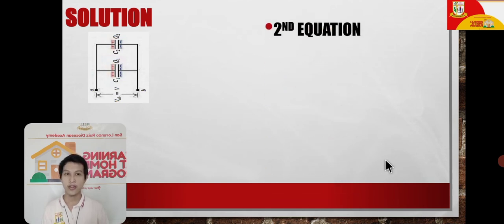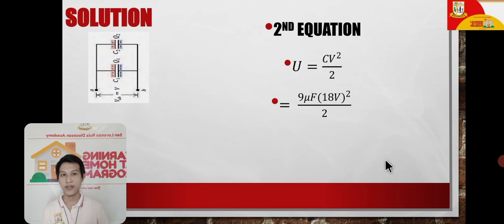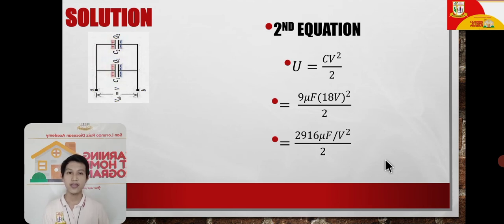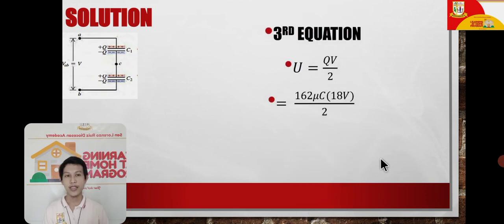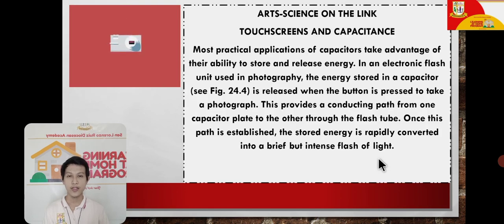So, ganun din dito. 9 times 18 volts squared divide 2. So, 2916 microfarads, so 1,458 joules. And then, for the last, U is equal to QV over 2, 162 times 18 divide 2, 2916 divide 2, 1,458 joules. So, that's it for our lesson number 2. Ganun lang kadali kunin yung potential energy ng ating capacitors in series or in parallel.